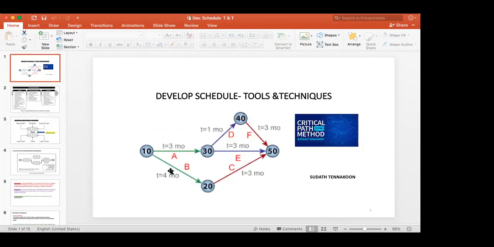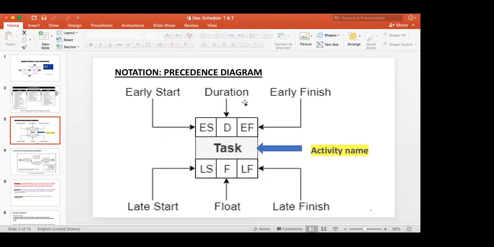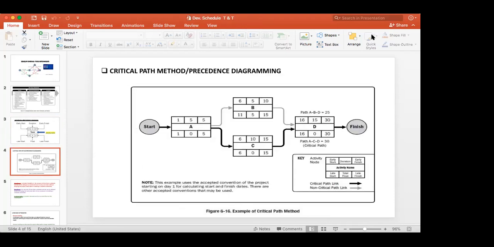Here you have to write outside, here and there, but here it's not like that. When the activity comes, every detail is there. If you want the duration, it's here. If you want the float, it's here. If you want the early start, it's here. If you want the late start, it's here. Early finish here, late finish here. So everything is there. If you illustrate it here with numbers, you can calculate and see the path.